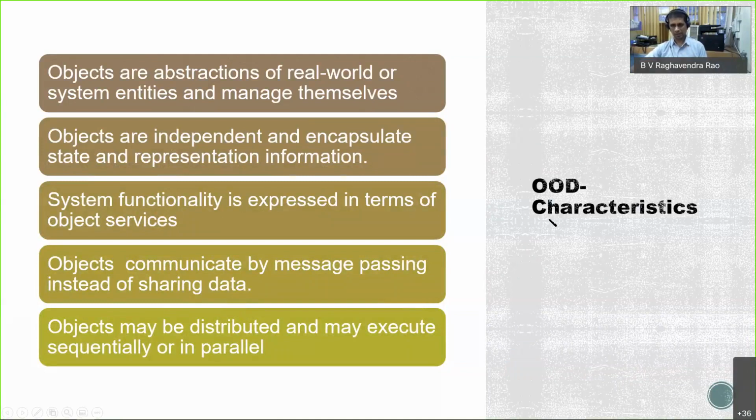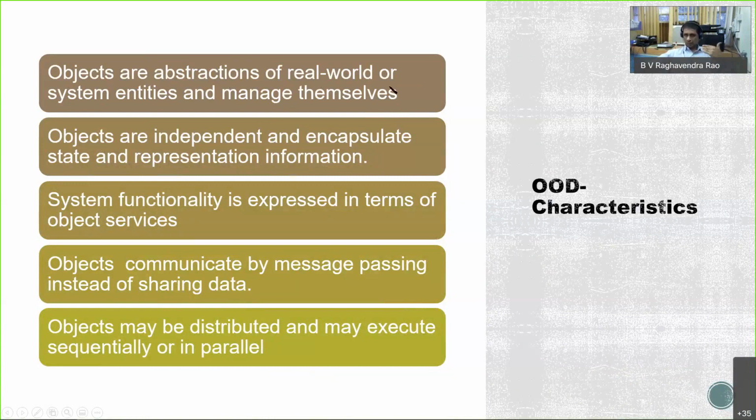Let's start with describing object-oriented design characteristics. Here the primary elements are objects. Briefly, objects are abstractions of real-world or system entities and manage themselves. That is the main thing.